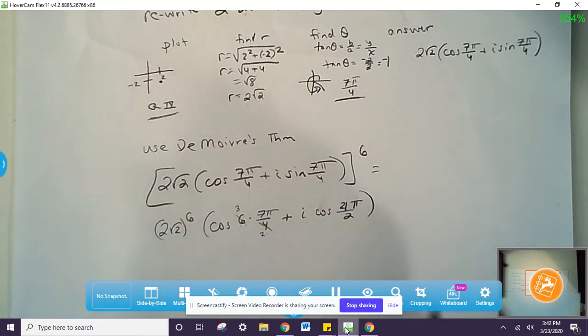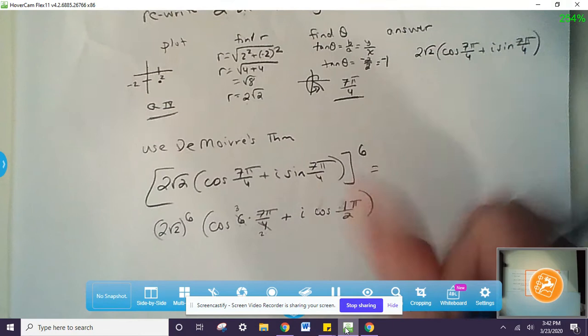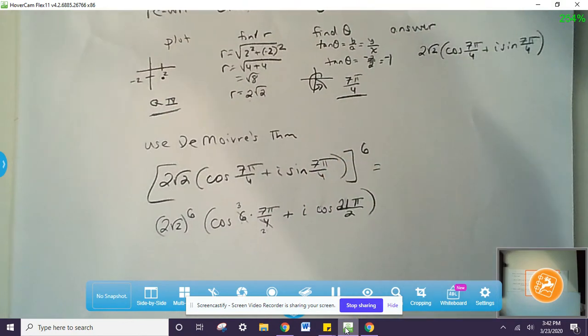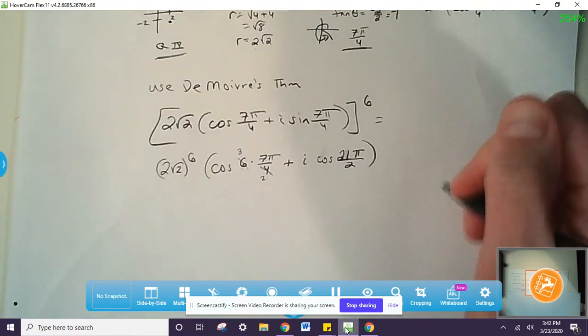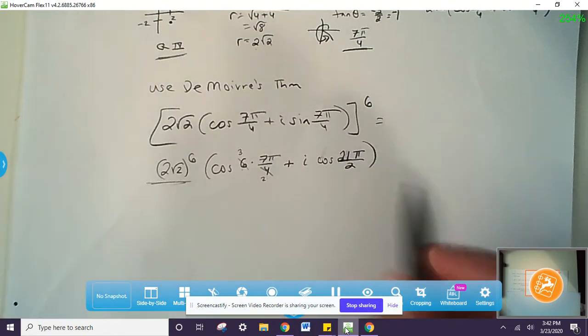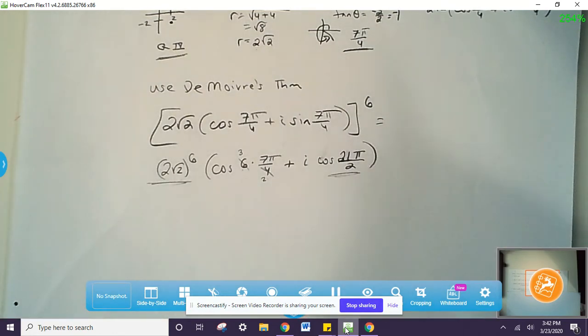Okay, so this time we have some work to do because the directions up there did say to give the answer in standard form. So there's 2 big things we need to do, and neither one's really that pleasant. So one thing we need to do is find out what 2 radical 2 to the 6th is. The other thing we need to do is figure out what sine and cosine of 21 pi over 2 are. You can do those in either order.